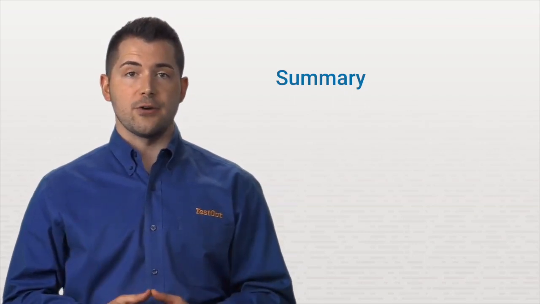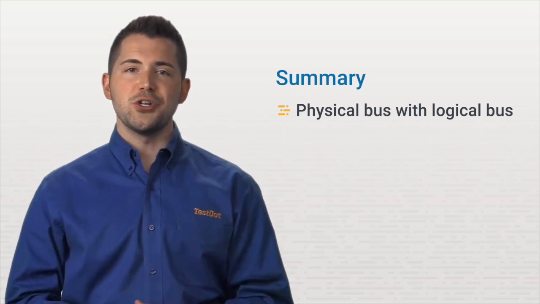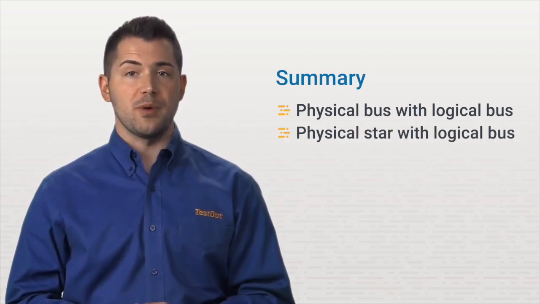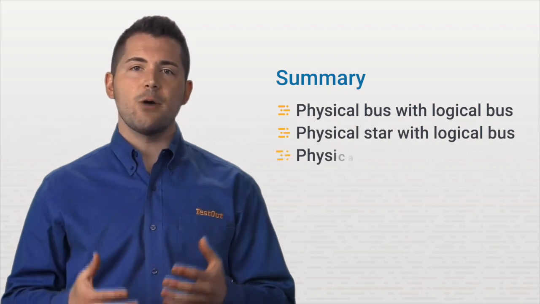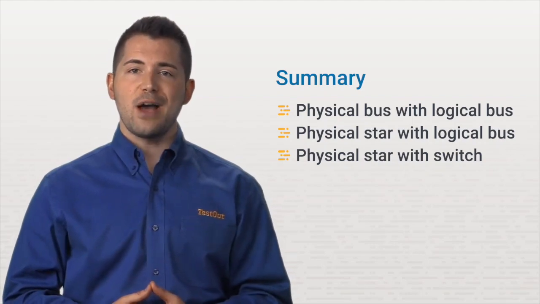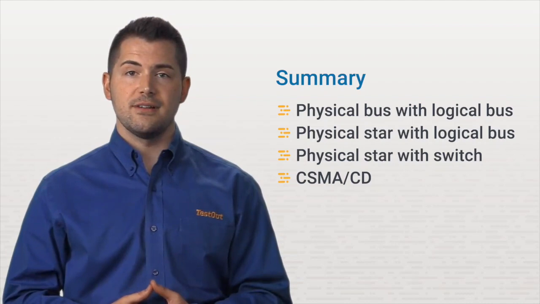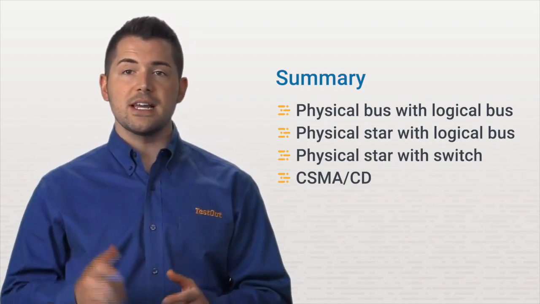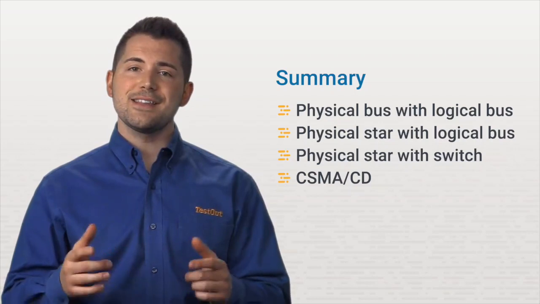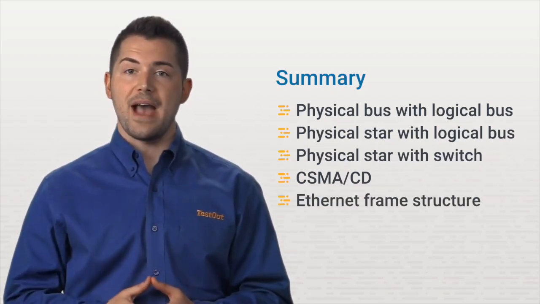That's it for this lesson. In this lesson, we discussed Ethernet architecture. We first discussed the oldest Ethernet standard, which uses a physical bus topology with a logical bus topology. Next, we discussed the newer physical star topology with a logical bus and a hub. We also discussed how a physical star can be used with a switch and how that differs from a hub. After that, we covered how the CSMA/CD media access method is used to detect collisions. Remember that if you use a switch, this technology isn't required. And we ended this lesson by examining the contents of an Ethernet frame and how the CRC tells us if a packet arrived intact.